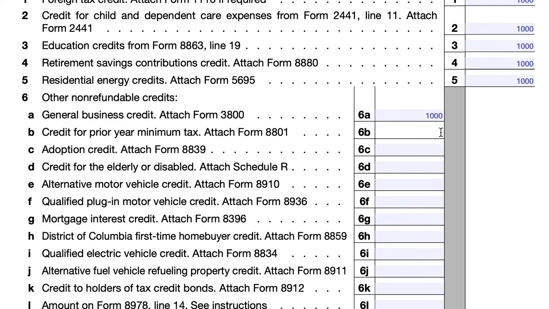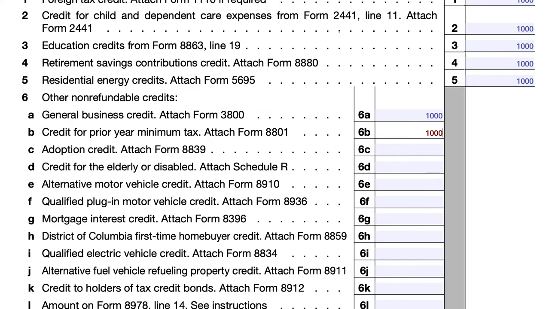If you paid alternative minimum tax in a prior year and you have a carry forward based on the calculations, then you probably will have an IRS Form 8801, which is a credit for prior year minimum tax. So you would attach that.